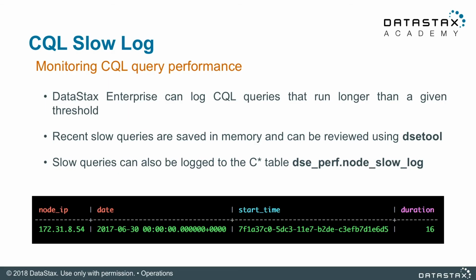A great way to proactively monitor search query performance is with the CQL slow log that's available in the DSE Performance Service. With the CQL slow log, DSE will record all CQL queries that run for longer than a set threshold in Cassandra under the dse_perf.node_slow_log table. The slowest queries for each node can also be kept in memory and reviewed using the dsetool command line tool. Making changes to the CQL slow log, including enabling the log, can be done in the dse.yaml file.